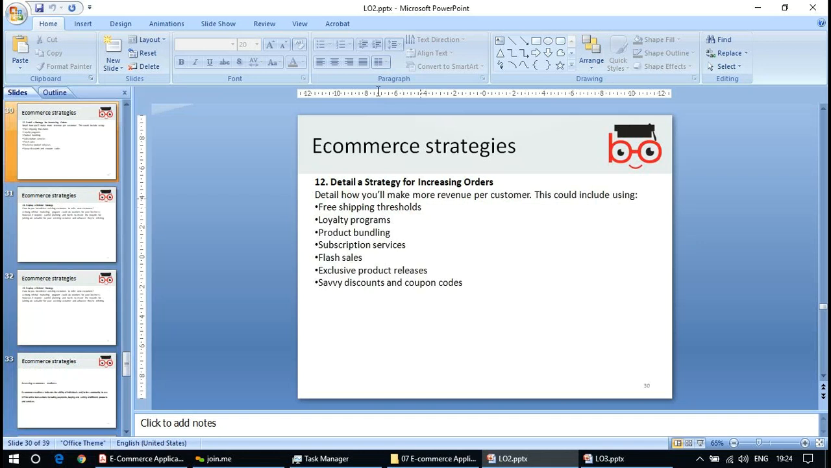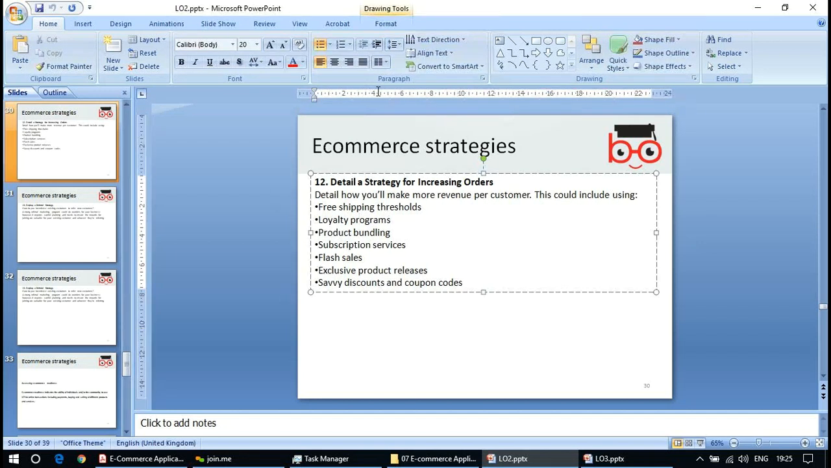Detail strategy for increasing orders. Orders may be increased by providing free shipping thresholds, and loyalty programs. Nowadays every store is giving you loyalty cards. Have you got any loyalty cards? Yeah, I've got a Nectar card. Sometimes you go to the petrol pumps, sometimes you go to other shops, and everybody is offering. So there are the loyalty programs.